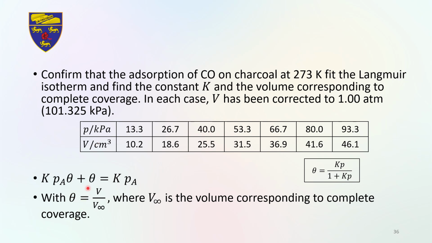So we relate theta, which is the surface coverage, with the volume of the carbon monoxide, where theta equals V over V infinity. And the V infinity here refers to the volume corresponding to a complete coverage, meaning the volume that is required for the carbon monoxide to form a monolayer on the surface of the adsorbent, which is the charcoal.